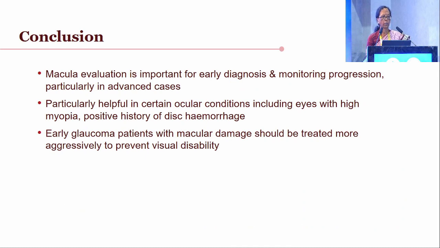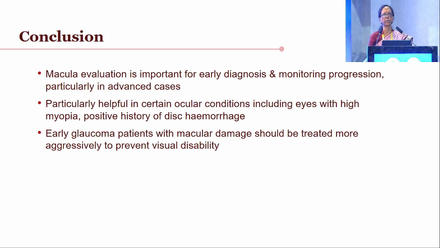So to conclude, macular evaluation is very important for early diagnosis and monitoring glaucoma progression, particularly in advanced cases, due to the floor effect if we do only the RNFL, which cannot show more for progression. And it is particularly helpful in certain important conditions like myopia, which is very commonly coexistent with glaucoma. And early glaucoma patients with macular damage should be treated more aggressively to prevent visual disability, because our glaucoma patients need their central vision very much. A slight amount of difficulty in reading or driving will cause degradation of their quality of life. So we should be carefully evaluating the macula.